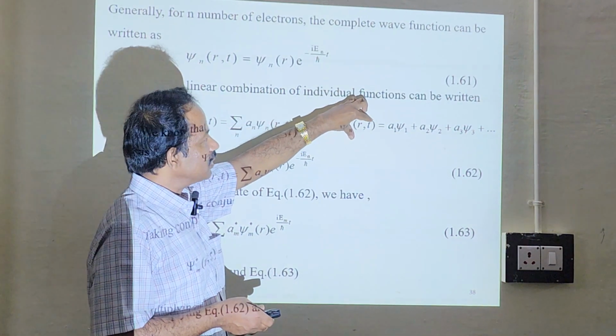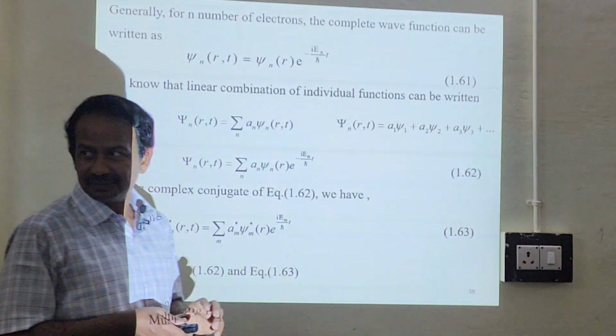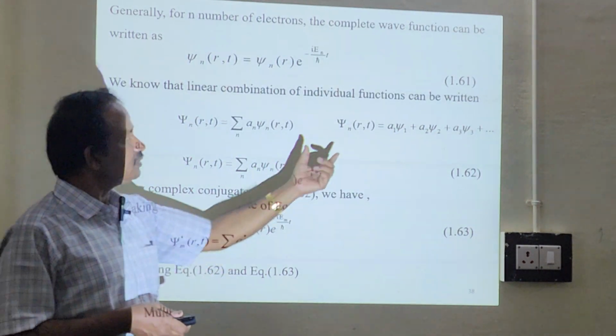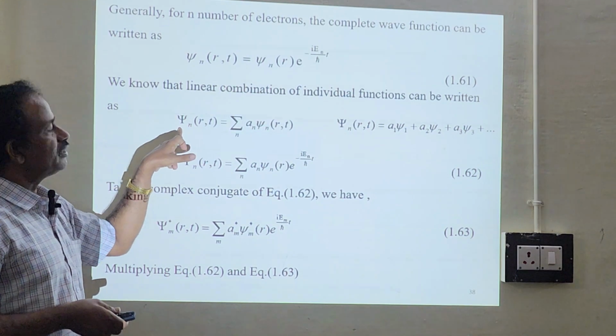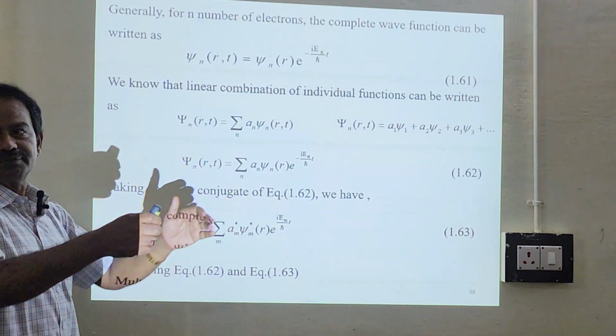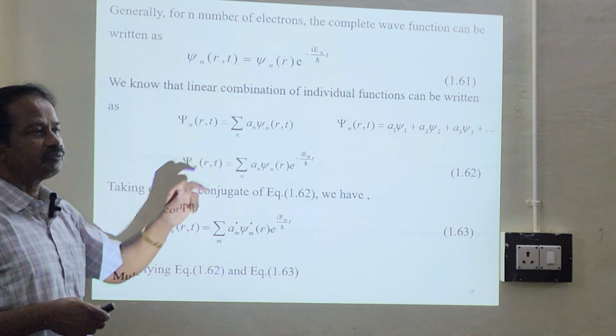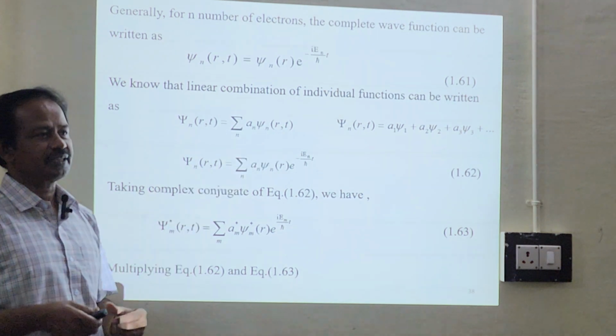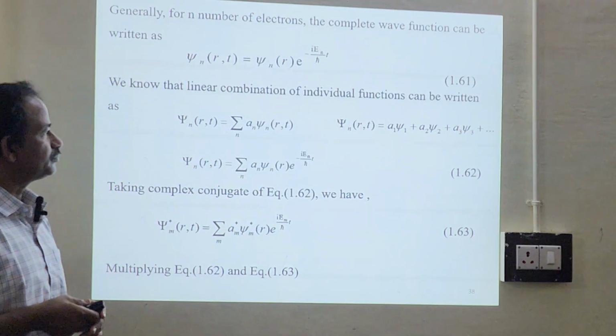The total system can be written on an individual basis. So this can be written in terms of a linear expansion function. This is the expansion coefficient, and this is for the individual particle. So I have written it exactly like this.